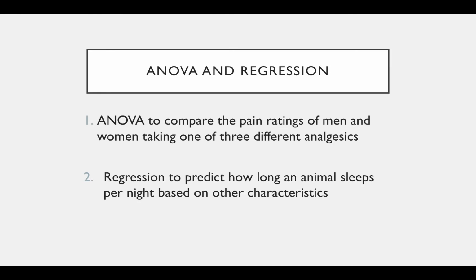All right, so let's dive into ANOVA and regression. We're going to look at an ANOVA example where we're comparing pain ratings of men and women taking one of 3 different analgesics. Then we'll look at a regression example about how to predict how long an animal sleeps per night based on some other characteristics of those animals.